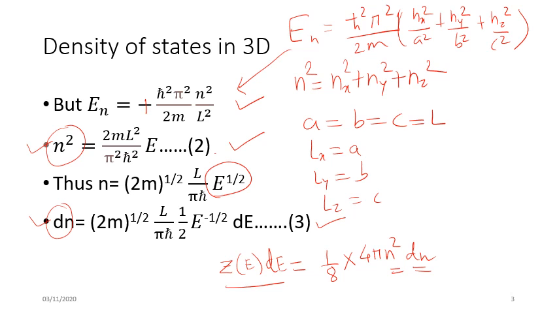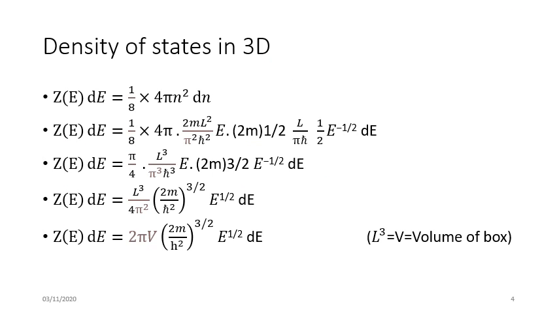So this is, let's say, equation number 1. We will put equation number 2 and 3 into equation number 1. Let's see what happens. So Ze, that original equation, is known to us. Now 1/8 into 4 pi into, this is the n square value. So the n square value is here.